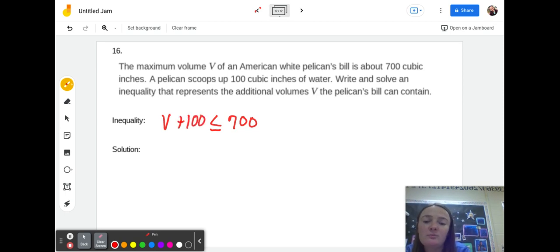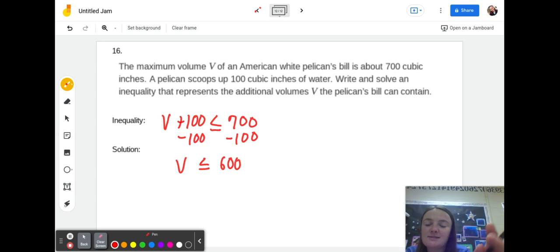So basically, we can take the volume plus 100. Either way, it can't be more than 700. So the volume that the pelican can have in its mouth total, if I subtract here, is going to be V is less than or equal to 600 cubic inches. And that's the solution there.